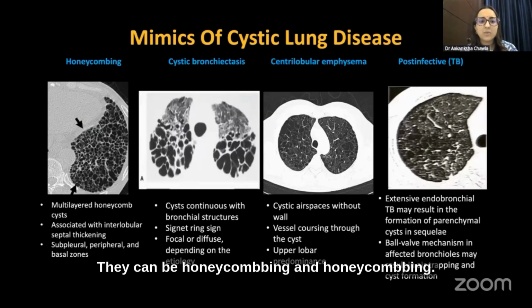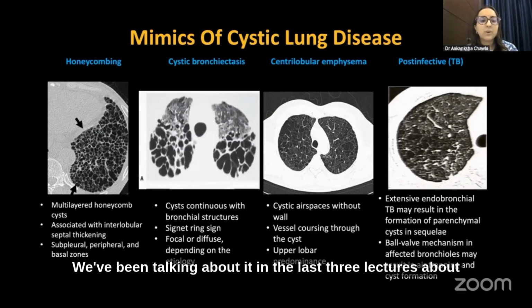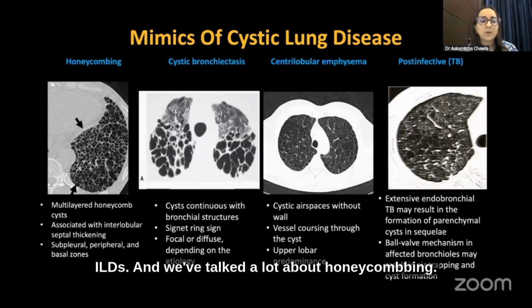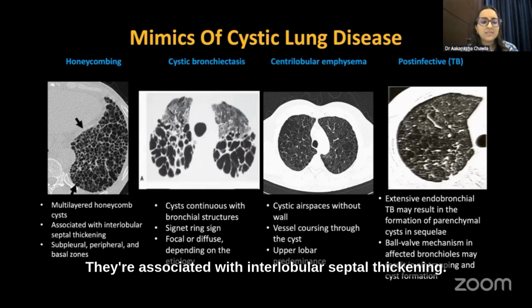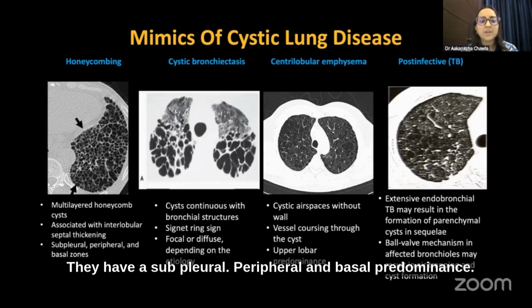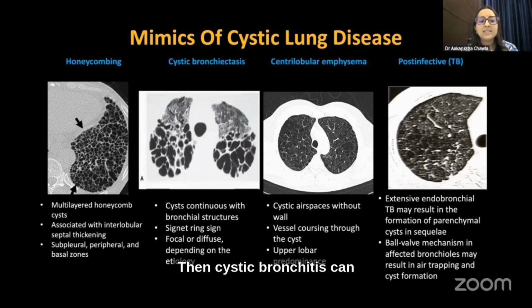There can be honeycombing, and we've been talking about honeycombing in the last three lectures about ILDs. We know it is very typical in UIP, seen in IPF. So it's multi-layered honeycomb cysts. They're associated with interlobular septal thickening. They have a subpleural, peripheral, and basal predominance. Then cystic bronchiectasis can be focal or diffuse depending upon the etiology.